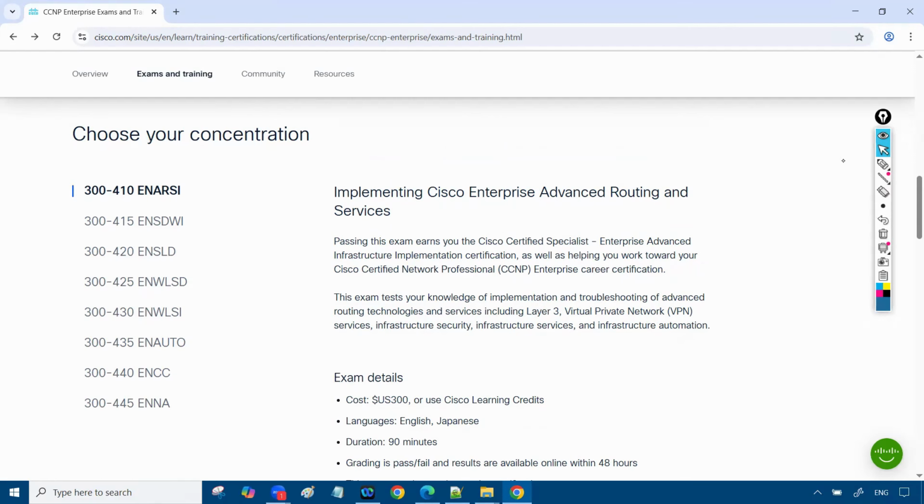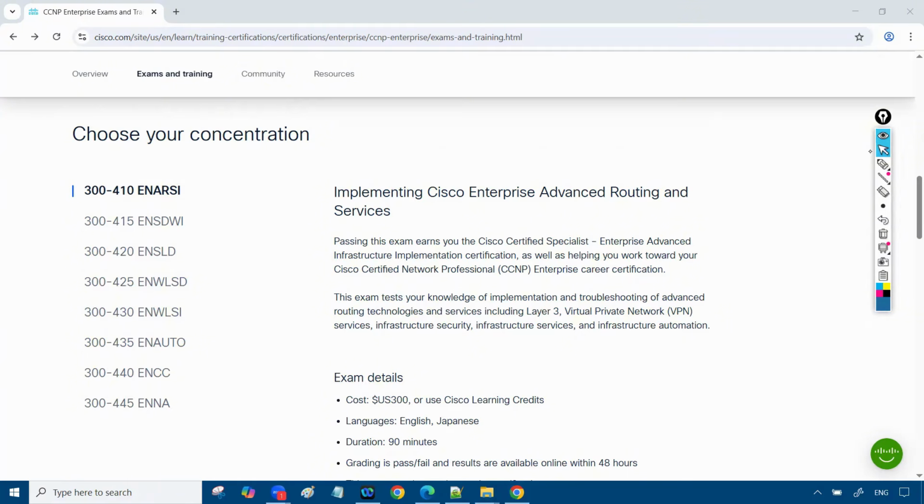So today we're going to talk about the CCNP concentration paper. This paper is very important if you are looking for the CCNP Enterprise certification. The CCNP Enterprise certification contains two major papers. One is the ENCOR, and then there are a lot of concentration papers. You need to pick any one of them.